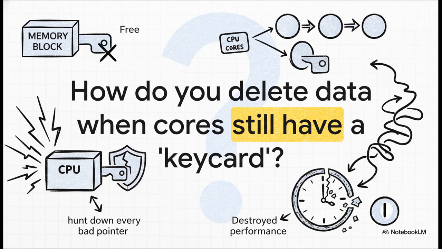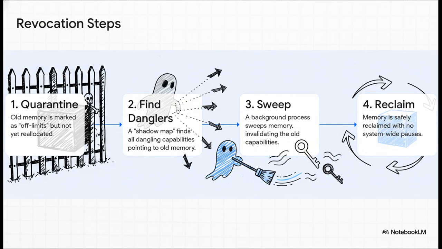If you reallocate that memory to something new, that other core could use its old key card to come in and corrupt all the new data. And the simple solution, like just pausing the whole system to find all the bad pointers, well, that would absolutely destroy performance. Thankfully, modern systems like CherryVoke have a way more elegant solution.